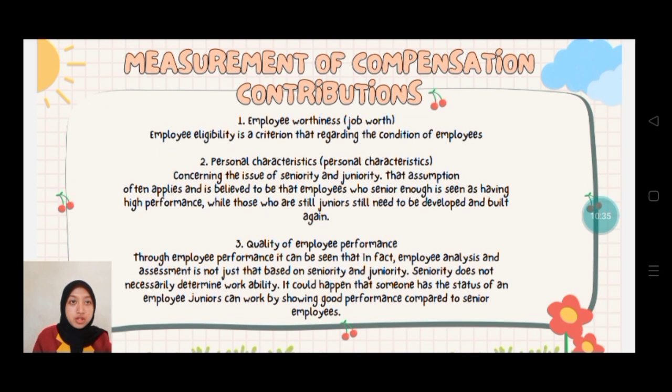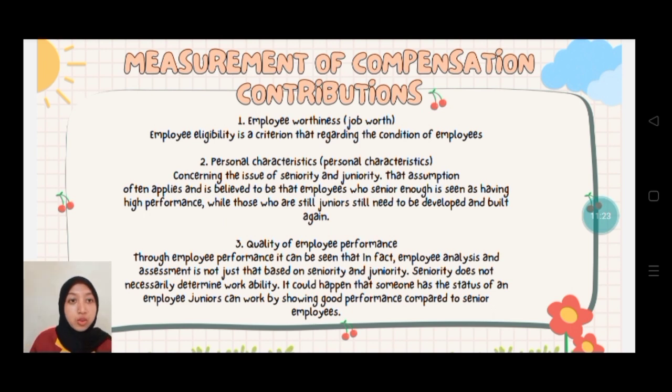Next slide, measurement of compensation contributions. 1. Employee worth is job worth. Employee eligibility is a criterion regarding the condition of employees. 2. Personal characteristics, concerning the issues of seniority and juniority. The assumption often applies and is believed that employees who are senior enough are seen as having high performance, while those who are still junior still need to be developed and built again.